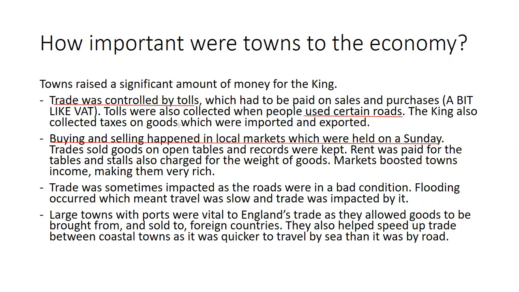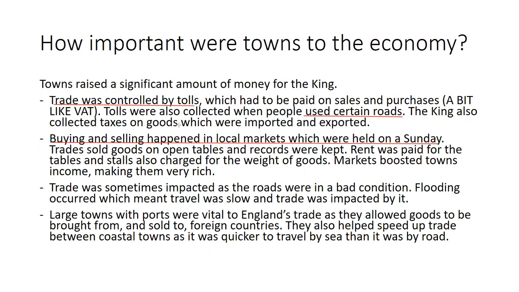The next point says that trade was sometimes impacted as the roads were in a bad condition. One thing that hadn't been developed fully is the road system yet, and they weren't in the best conditions. So if there was a significant amount of rain, flooding occurred, which meant travel was slow and trade was impacted by it. Again, very similar to our society today. If the weather's bad, people tend to go out less. If the weather's better, we'll go out more.